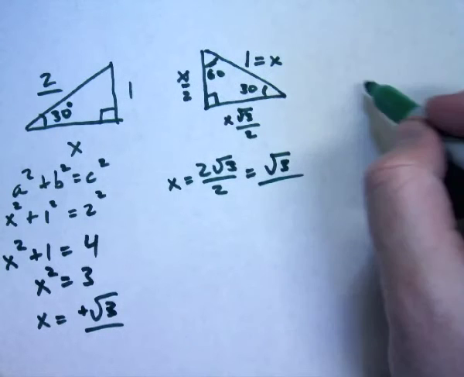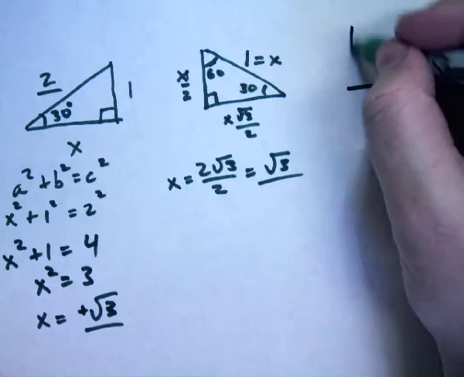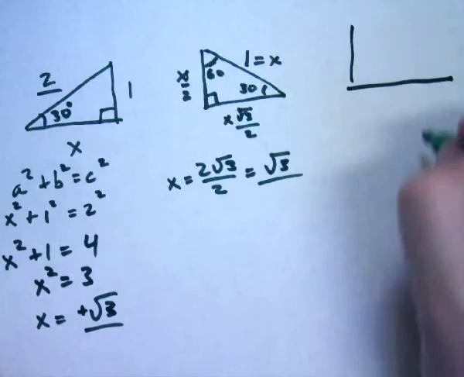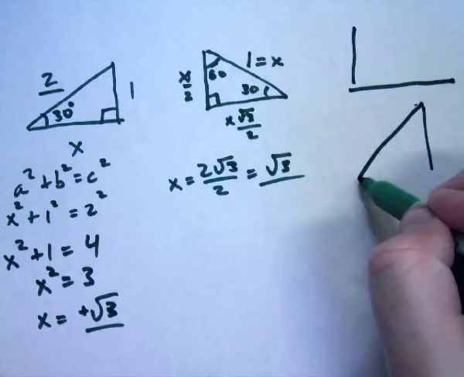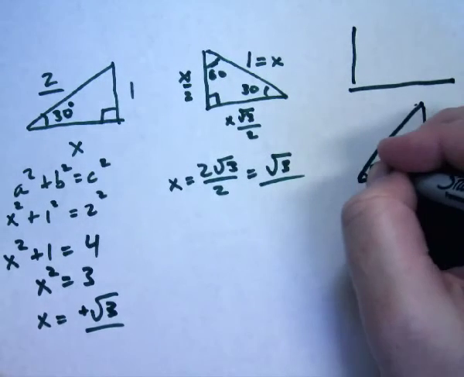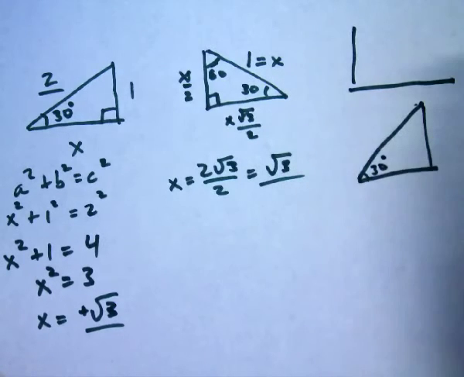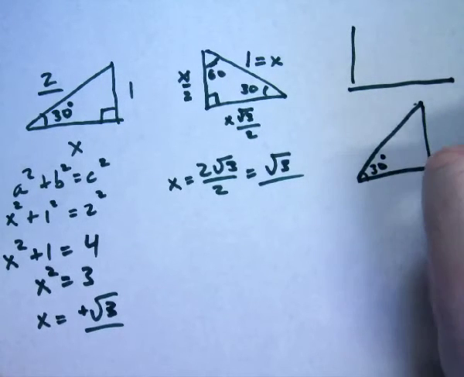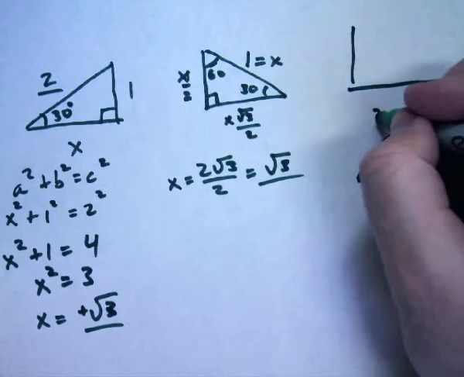So now we have this triangle. Let me go ahead and orient the same way, where we have 30 degrees here, and this 1, 2, root 3.